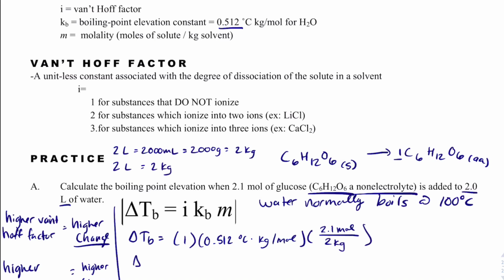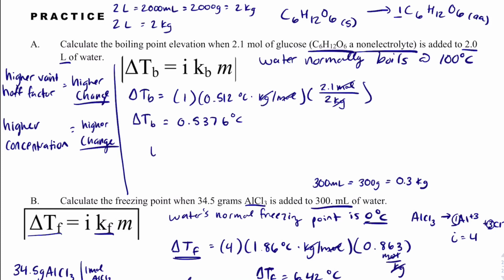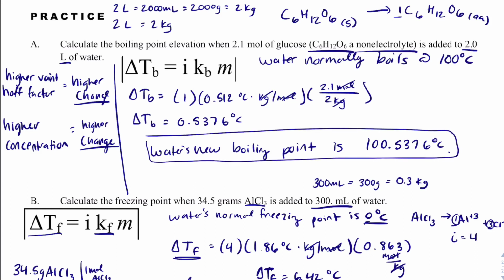And I'm going to plug this into my calculator. And I get delta TB is 0.5376. Kilograms cancel, moles cancel, and that's degrees Celsius. So under this situation, water's new boiling point is 100.5376 degrees Celsius, okay? And that's because boiling points get raised, freezing points get lowered.